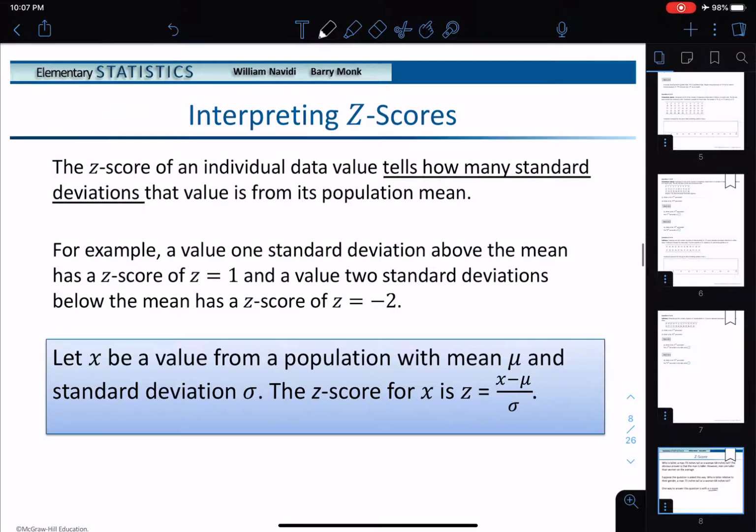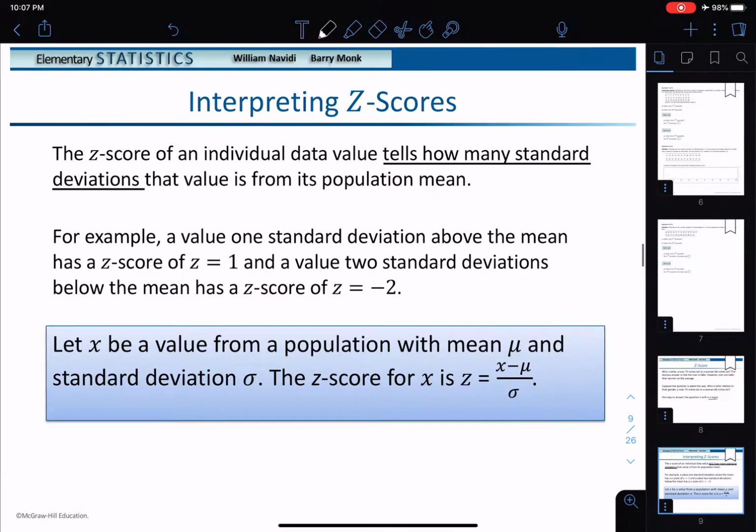The z-score of an individual data value tells how many standard deviations that value is from its population mean. Now that's a lot. There's a lot going on there. So I'm probably going to end up drawing some pictures pretty soon here. For example, a value 1 standard deviation above the mean has a z-score of 1, and a value 2 standard deviations below the mean has a z-score of -2. So that is super clear to me, but I've got these pictures in my head. So I think I'm going to need to make a picture.